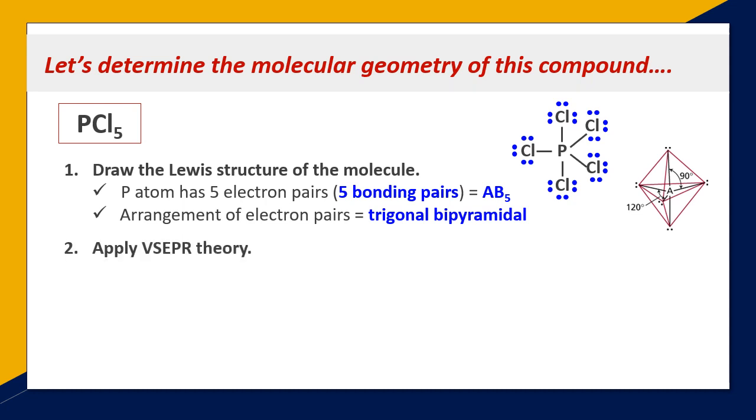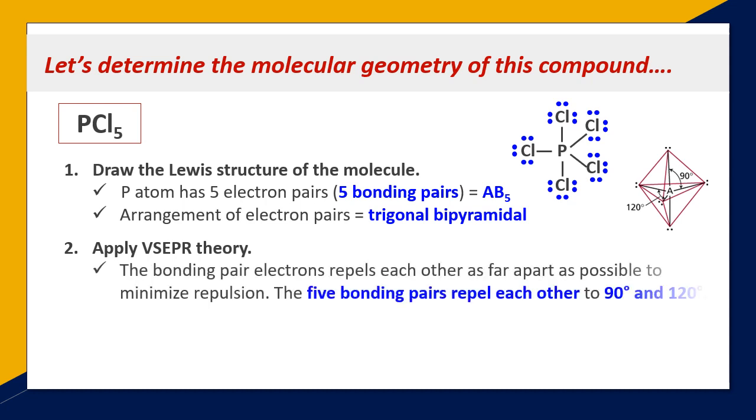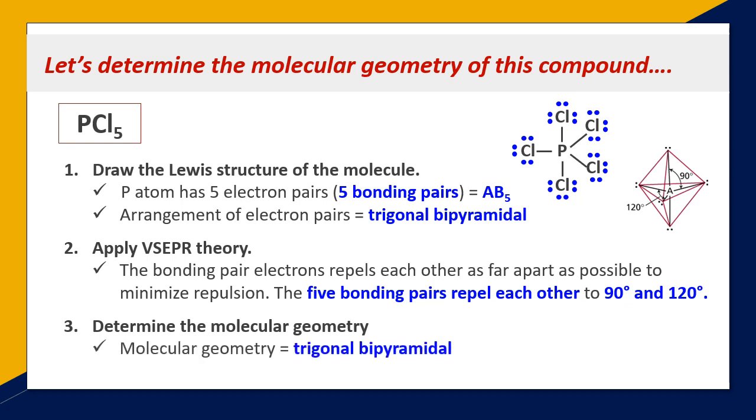The next step is applying the VSEPR theory. Since the molecule consists only of bonding pairs, all the 5 bonding pairs repel each other to 90 degrees and 120 degrees. And finally, it will obtain the molecular geometry of this molecule as a trigonal bipyramidal with bond angles of 90 degrees and 120 degrees between the bond pairs.